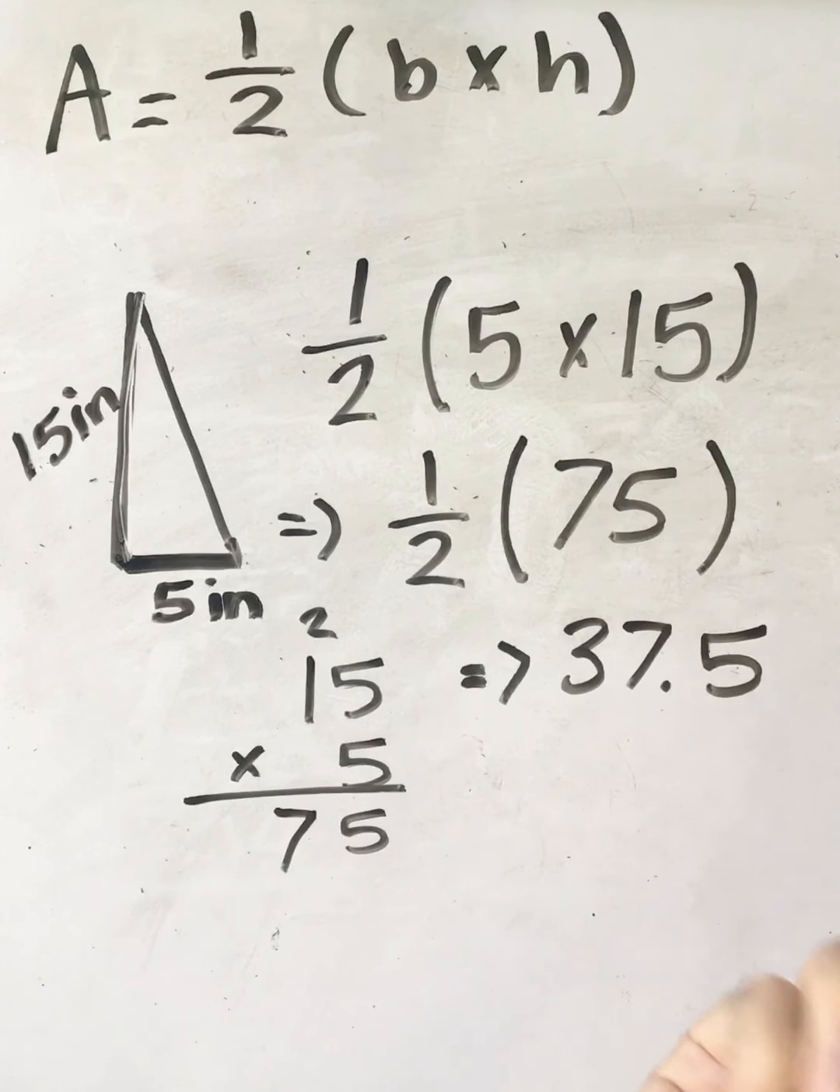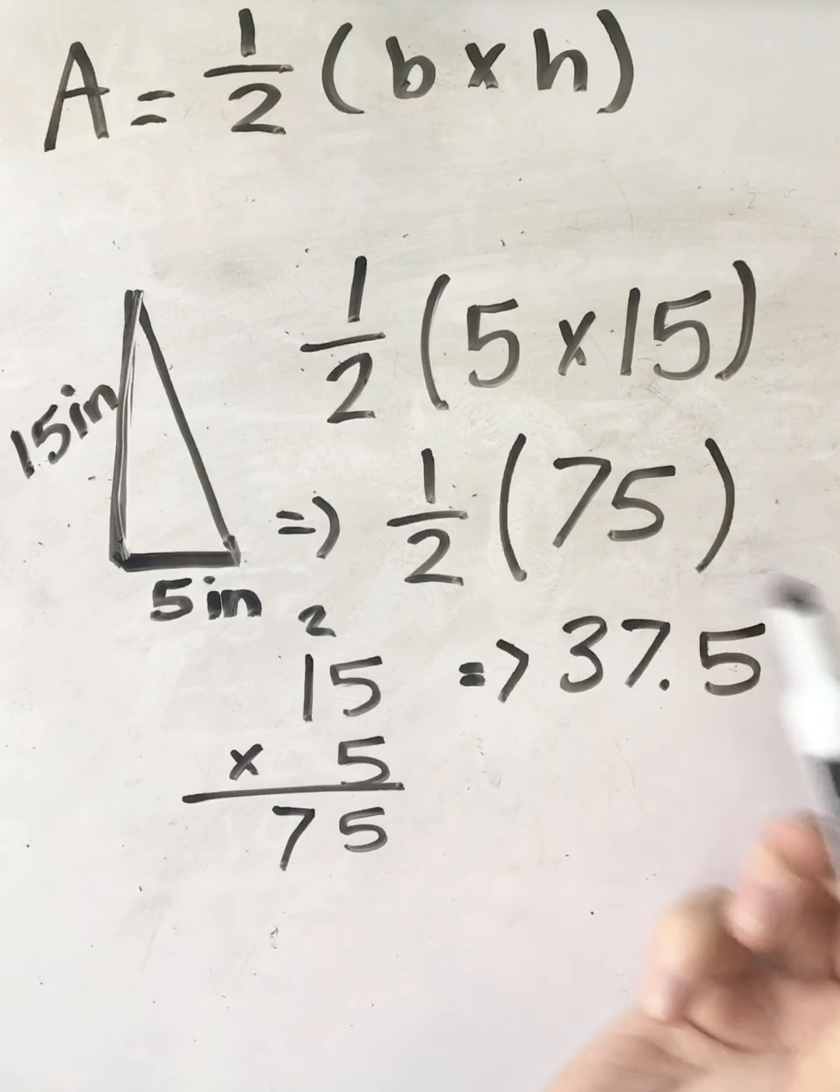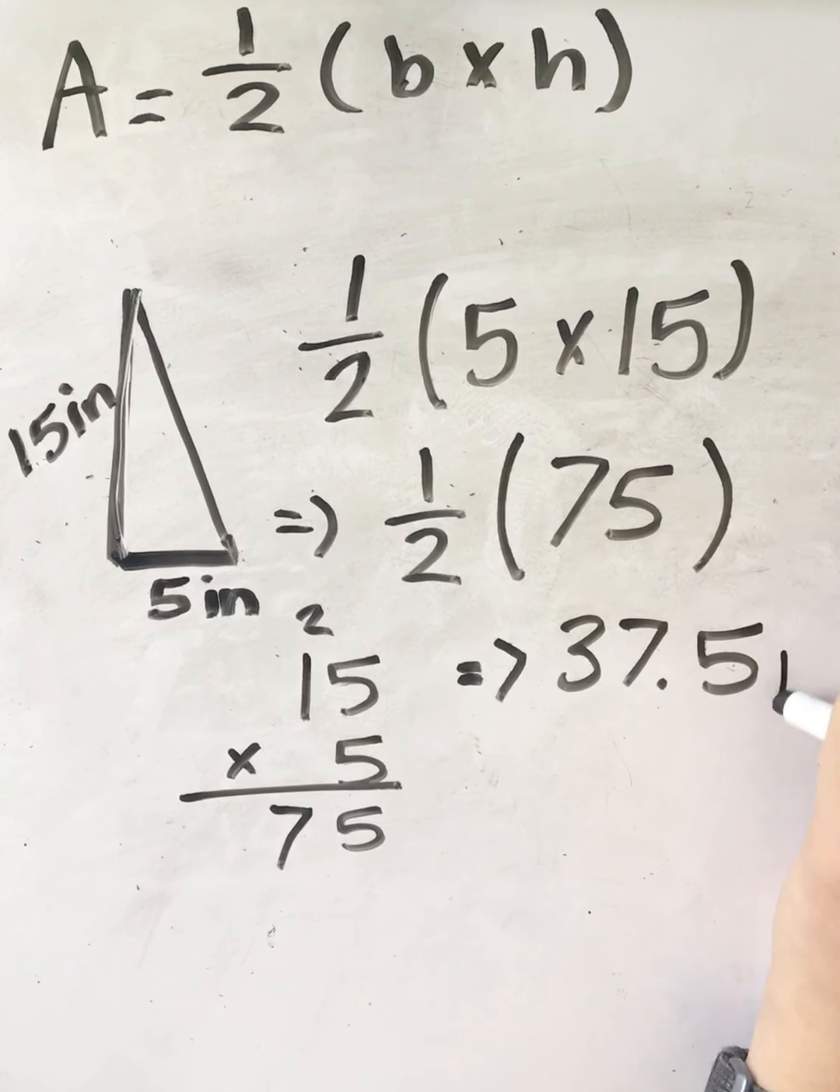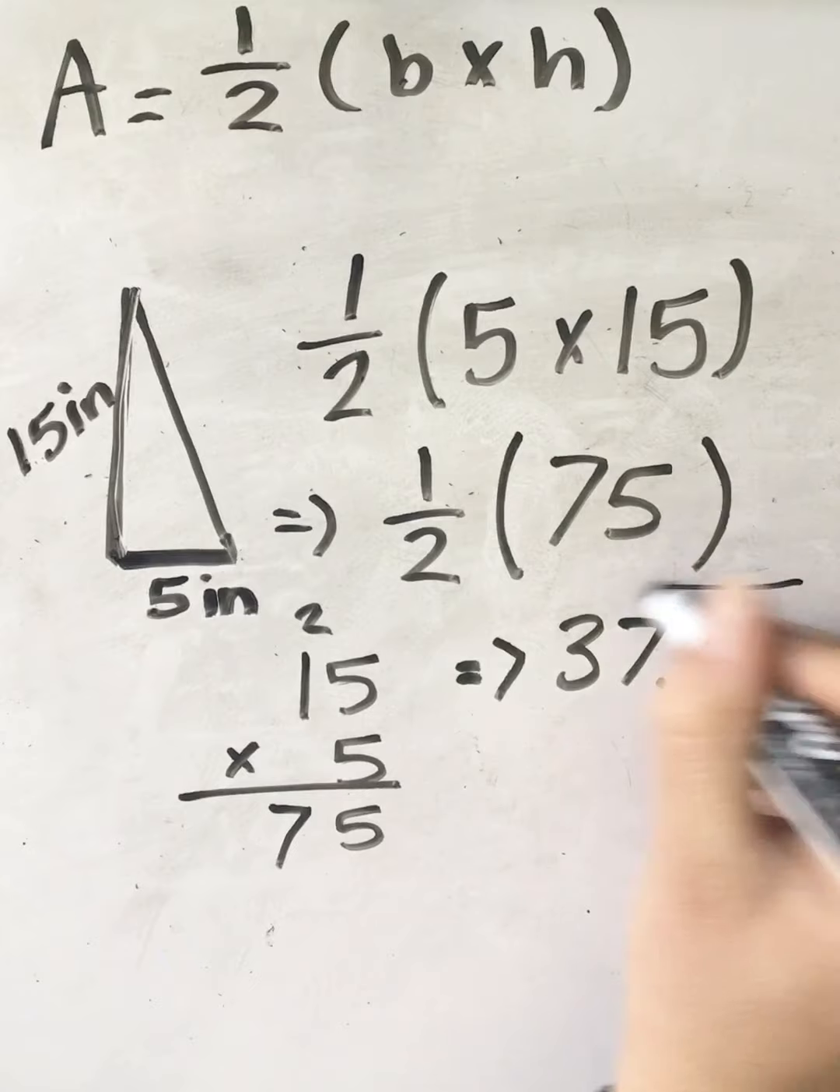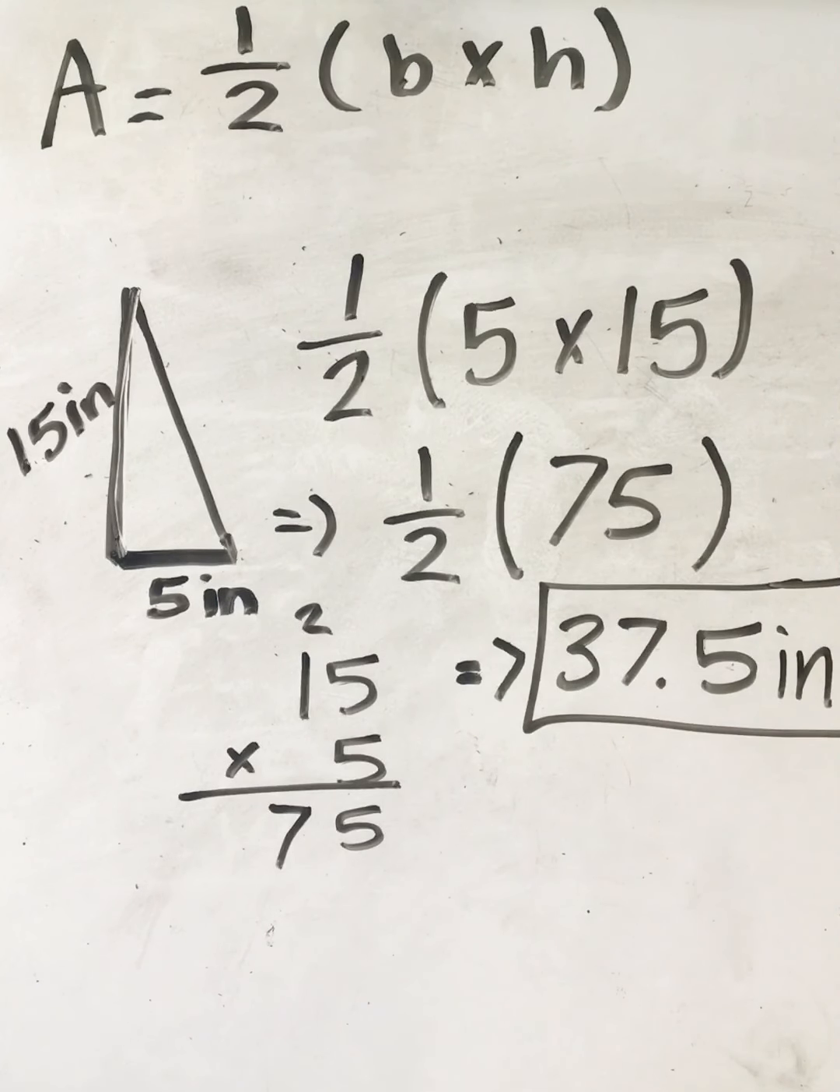You can also just write a division problem. 75 divided by 2. You're going to get 37.5. And this is inches. So 37.5 inches is the area of our triangle.